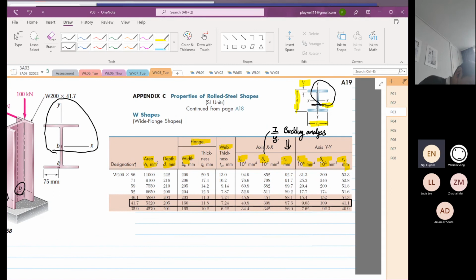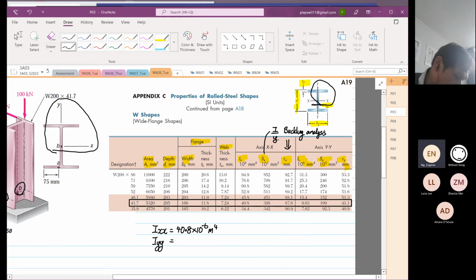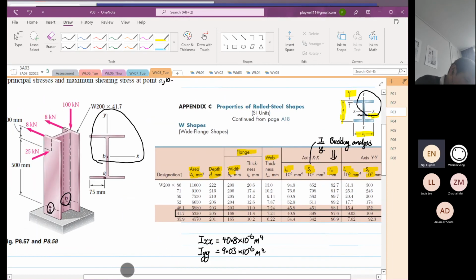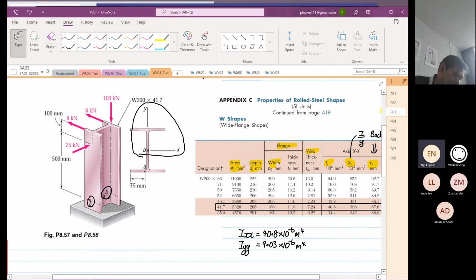So the first thing you do, you know that your IXX is equal to 40.8 times 10 to the power minus 6 meter 4, and then your IYY is equal to 9.03 times 10 to the power minus 6 meter 4. Okay, then from here we're going to draw our transformation.